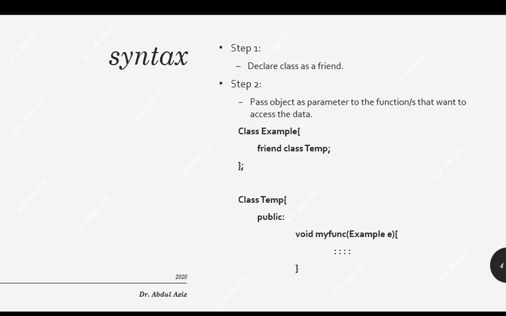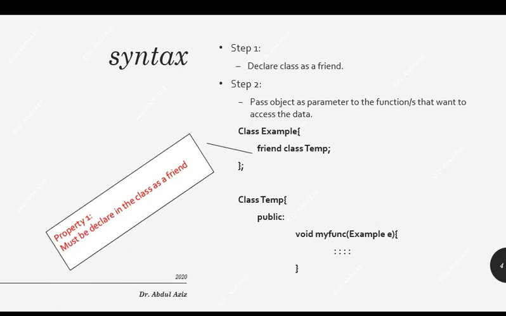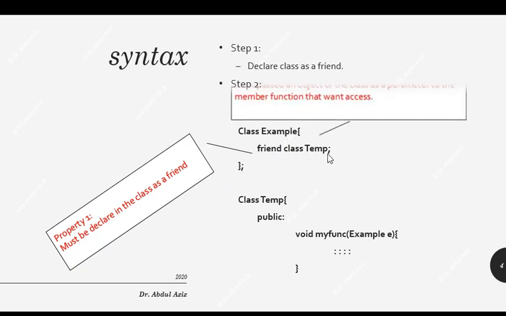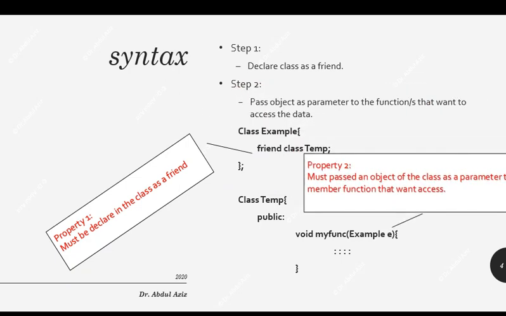The class is now closed and we move towards the next class, the temporary class. In the public area we declare a function, and this function accepts an argument of type Example. So the first property is satisfied, that we have declared the class as a friend, and the second property is also satisfied, that we have declared a function in the friend class that accepts an argument of type Example.